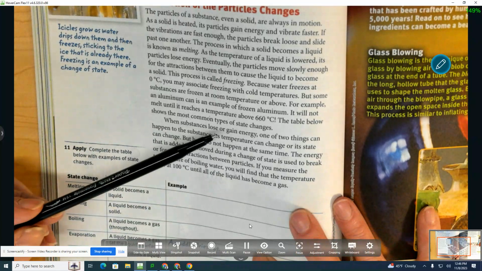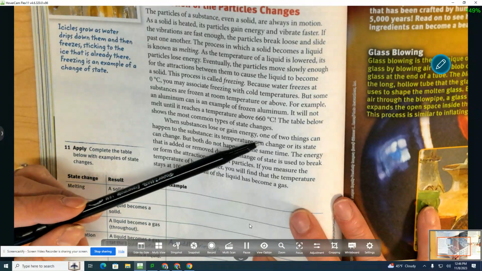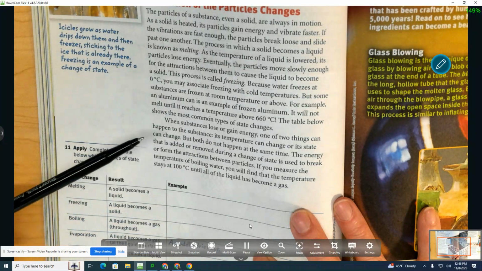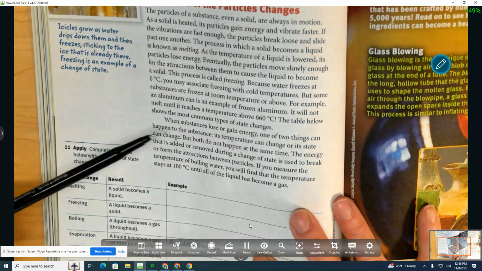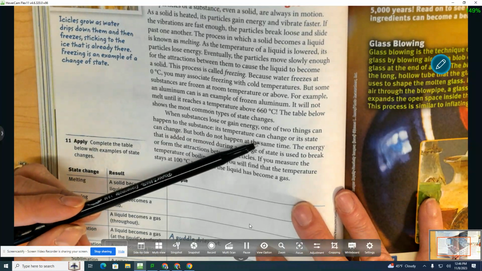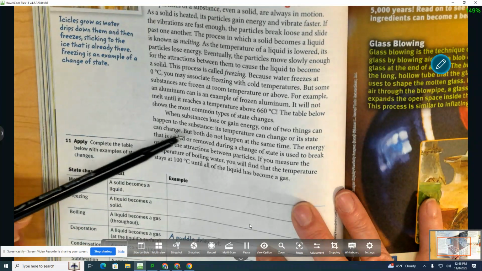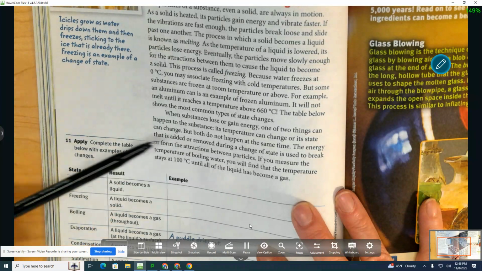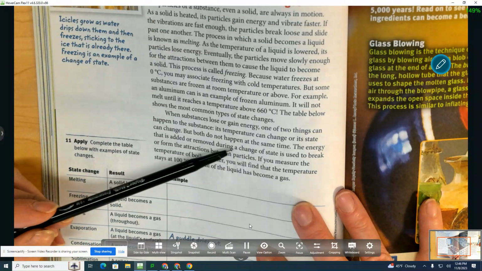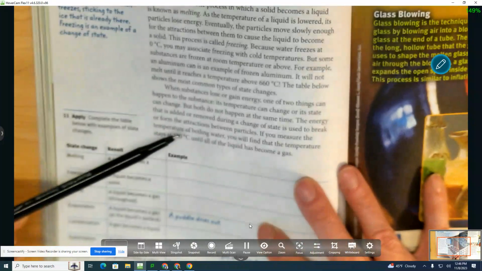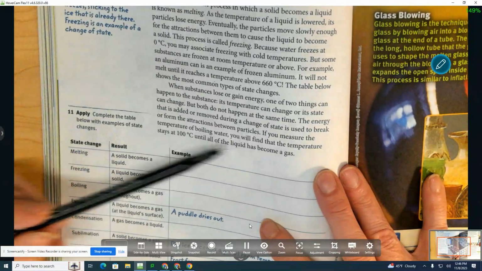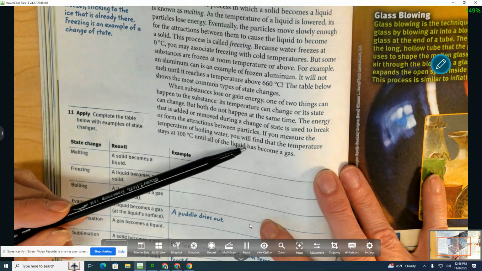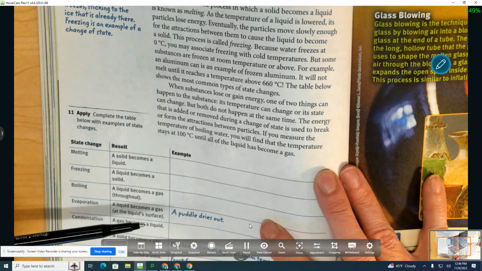When substances lose or gain energy, one of two things can happen to the substance. Its temperature can change or its state can change, but both do not happen at the same time. The energy that is added or removed during a change of state is used to break or form the attractions between the particles. If you measure the temperature of boiling water, you will find that the temperature stays at 100 degrees Celsius until all of the liquid has become a gas.